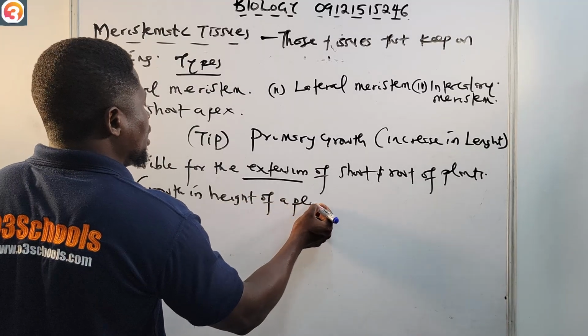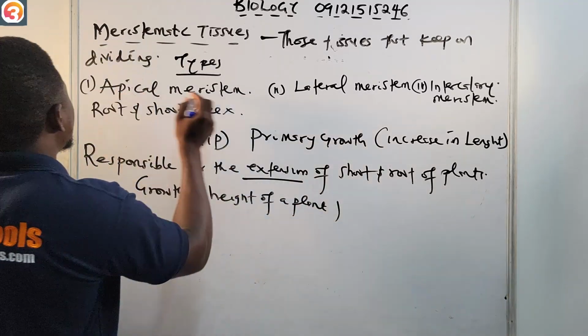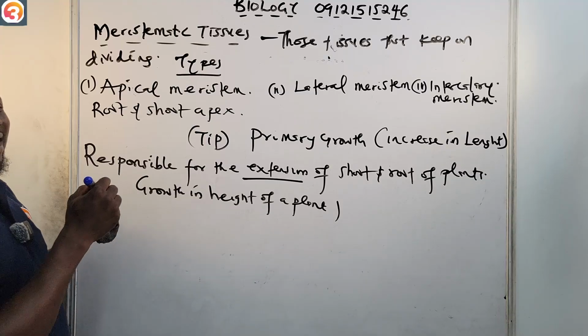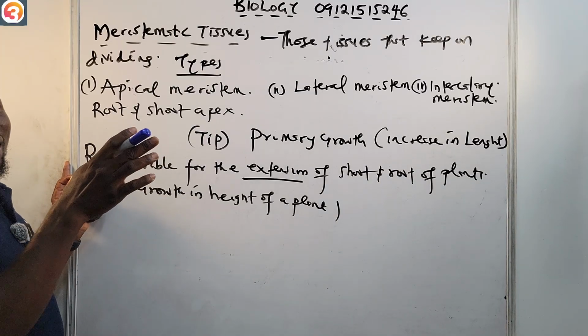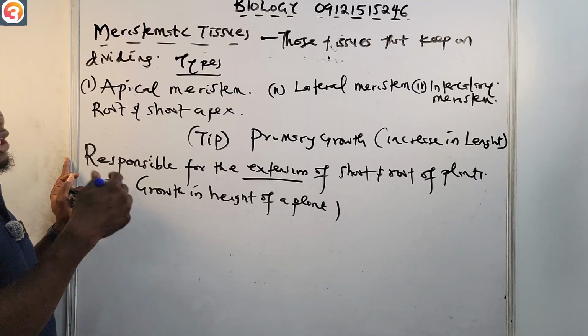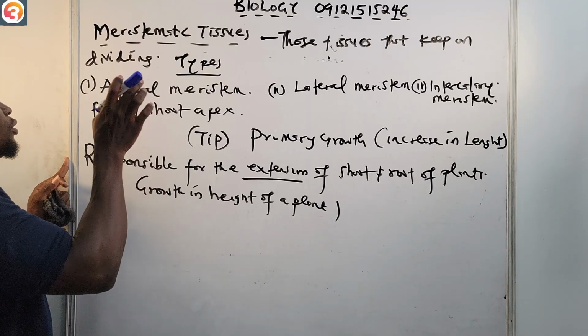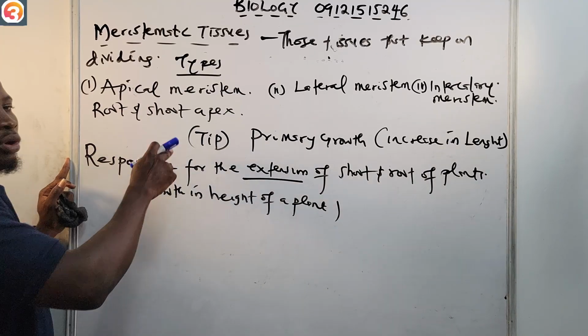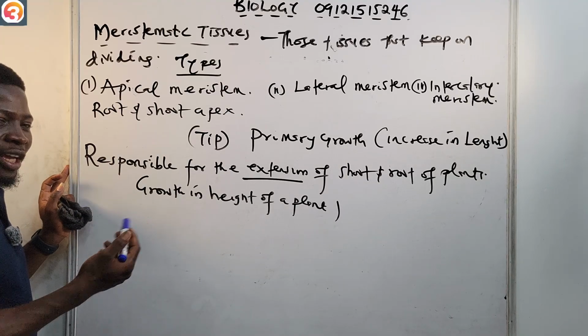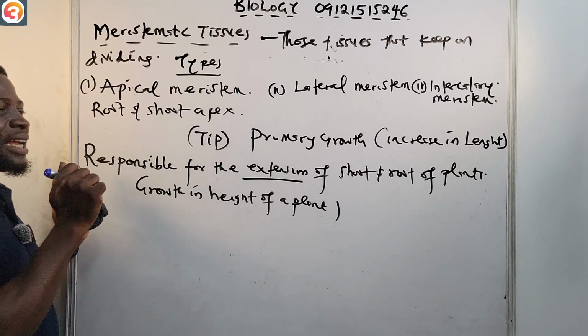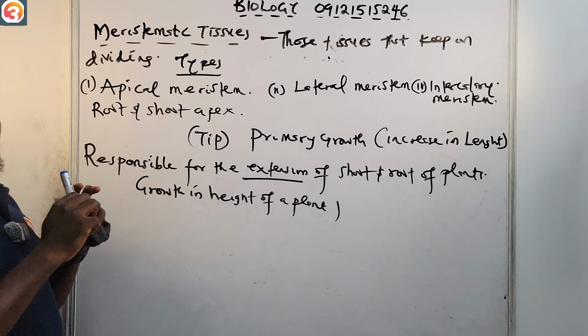That is apical meristem. It is found in the root tips and the shoot tips, and even in some part of the stem, or in growing stems. Those are the locations where you can find apical meristem.